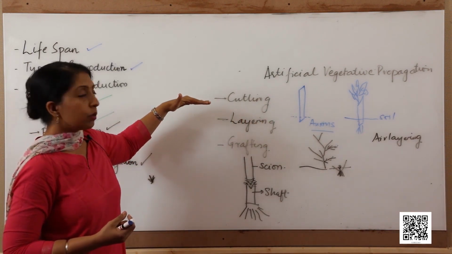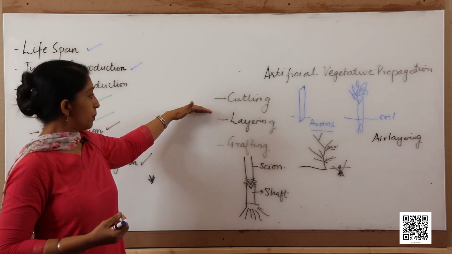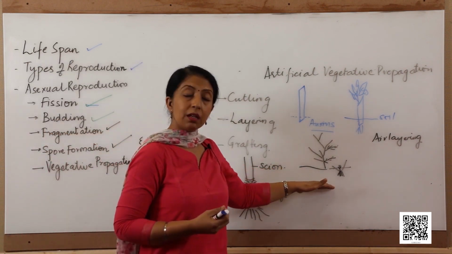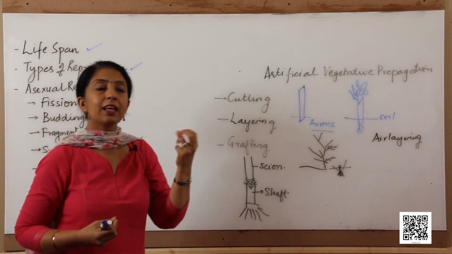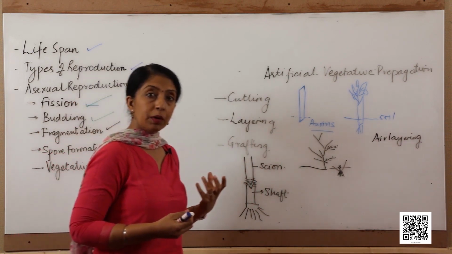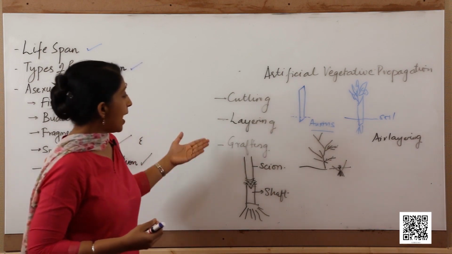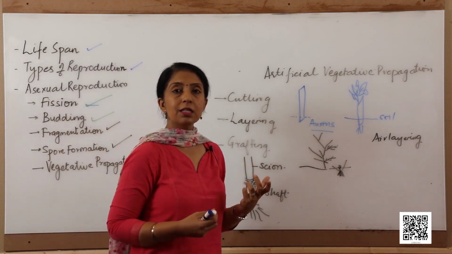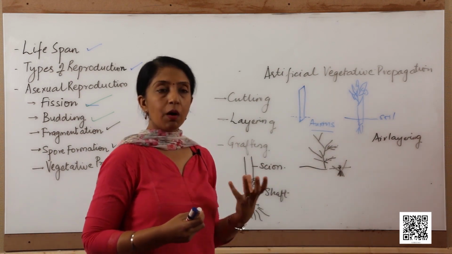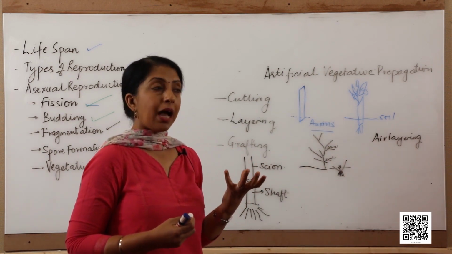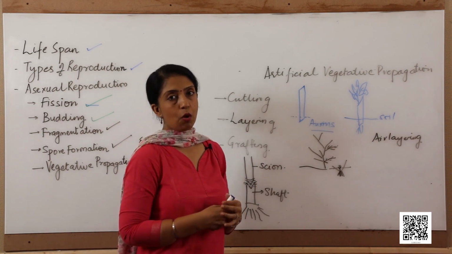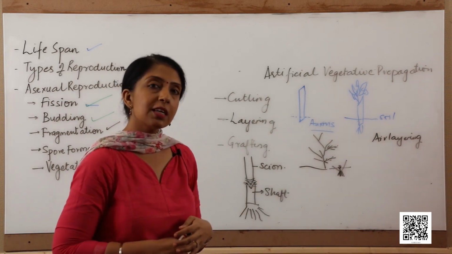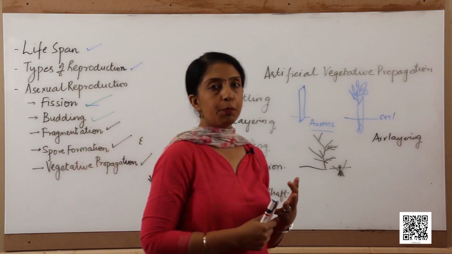So we discussed cutting, which takes place in the rose plant, layering, which is seen in plants such as jasmine, or in trees like guava, mango, apple, citrus, and so on. And we discussed grafting, again, which is possible in trees like the mango, guava, apples, citrus, and so on. So in the next part of the video, we will be discussing the sexual modes of reproduction.